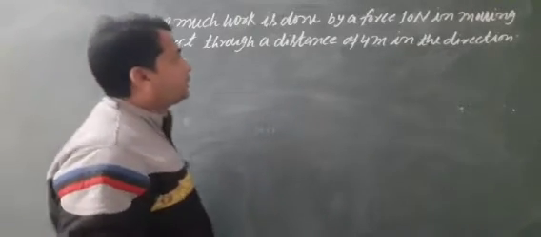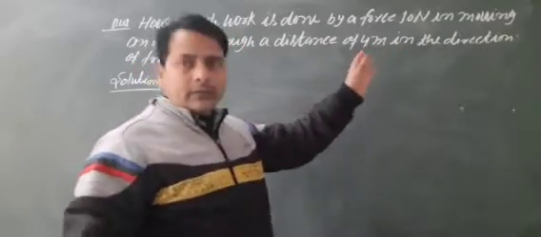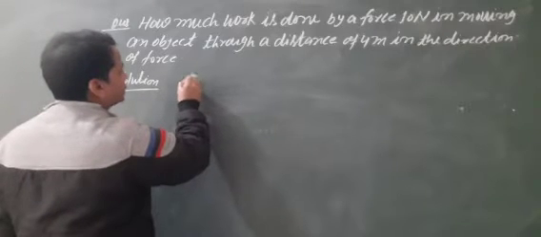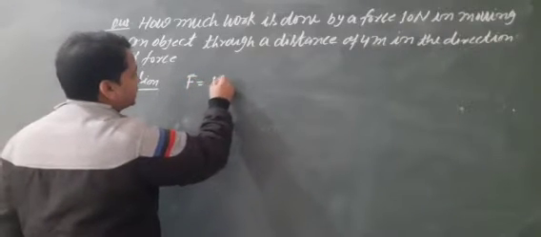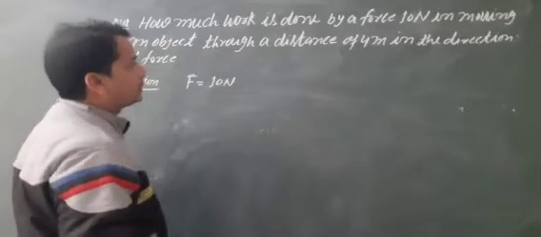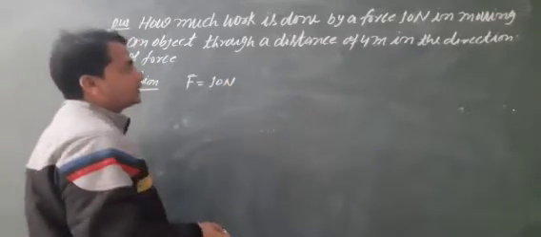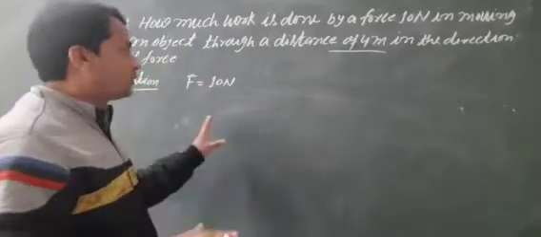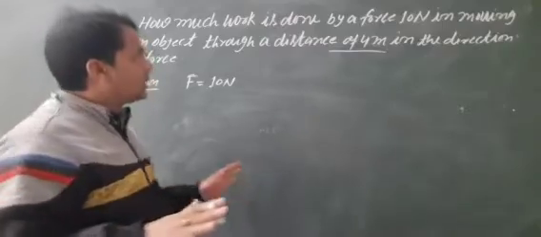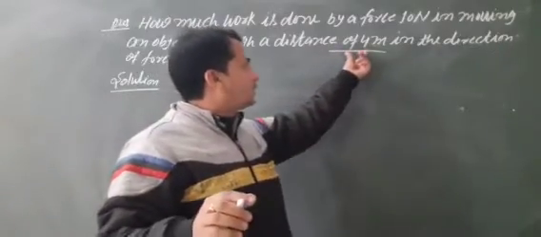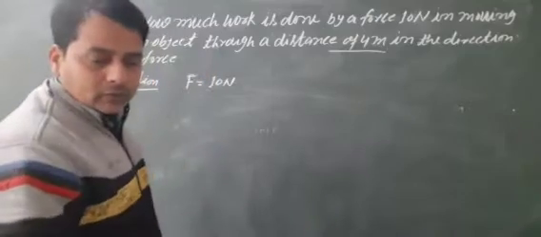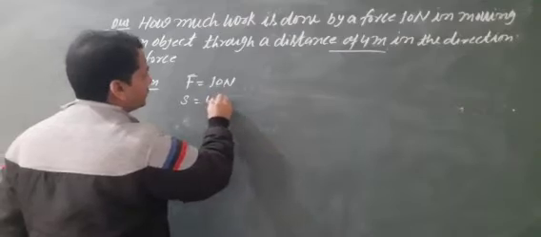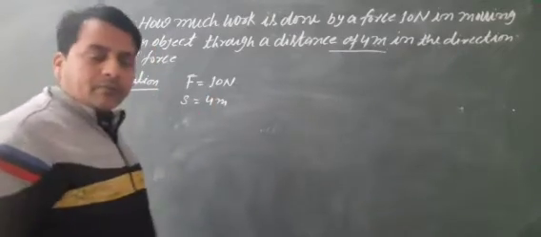How much work is done by a force of 10 Newton? The force is given here as 10 Newton, so F equals 10 Newton, in moving an object through a distance of 4 meter. So the force acts on the object, 10 Newton, and the object is displaced by a distance that is given here as 4 meter. So distance S equals 4 meter. Then work done.